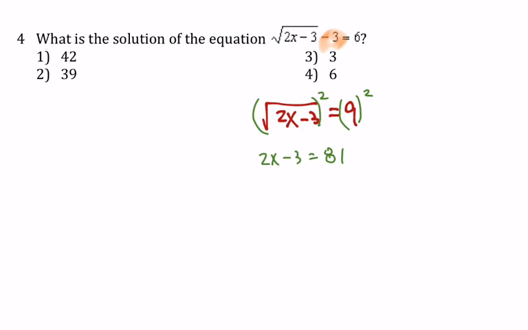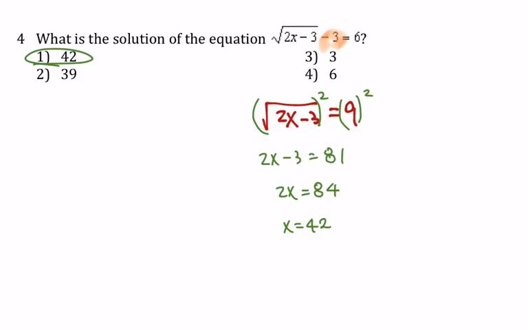Now, by adding 3, we get 84 is equal to 2x. Then x must be equal to 42. We got this one by dividing each side by 2. So choice 1 becomes our final answer then.